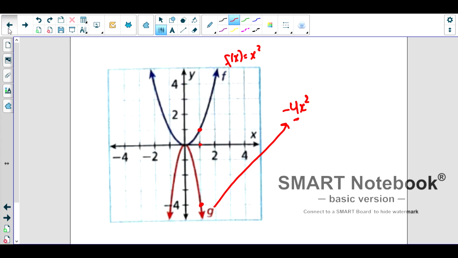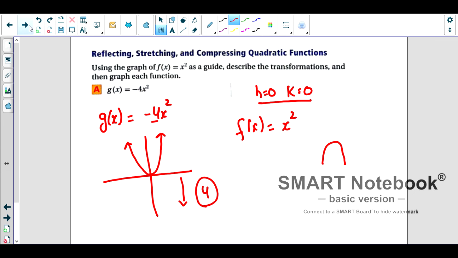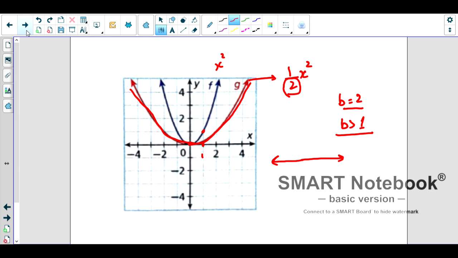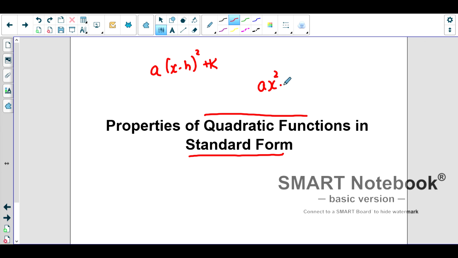Okay, this is the reference table you can use to do the stretching and compressing part. Next time we will talk about how to plot a graph if it is not in the vertex form, but if it is in the standard form. Like this is the vertex form. So far we are talking about the vertex form, a(x minus h) square plus k, but what if the graph is in the standard form, ax square plus bx plus c? How can we plot this type of function? We will see it in the next video.